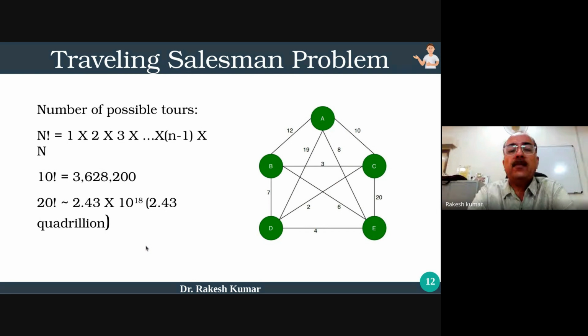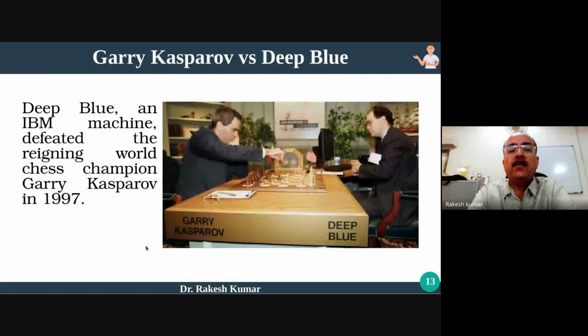So you are seeing that these are the issues which are motivating us that we will have to make use of intelligent approaches to solve the problems.